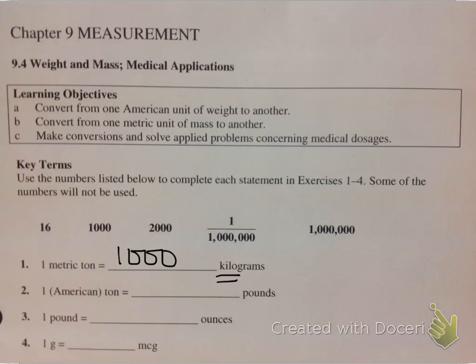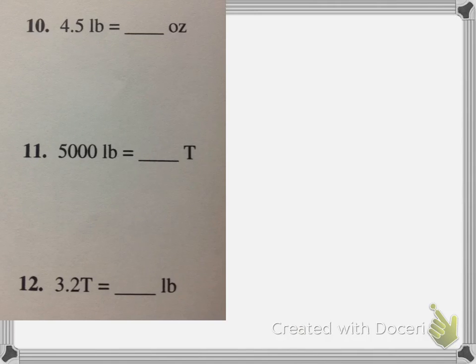1 American ton is 2,000 pounds. 1 pound is 16 ounces, and 1 gram equals 1,000,000 micrograms. That's what MCG is, and that's more of a medical application when we're talking about weight and mass. So now let's look at our conversions.